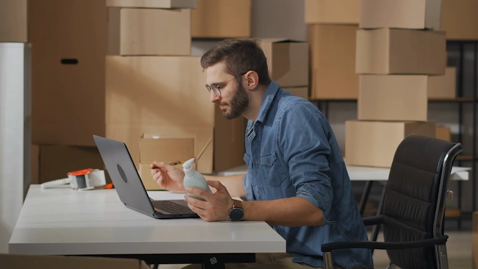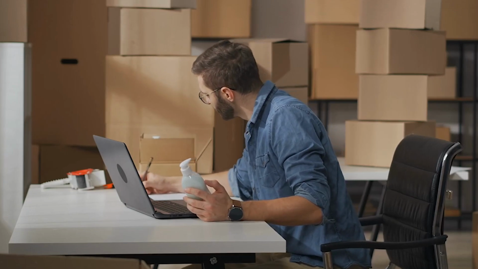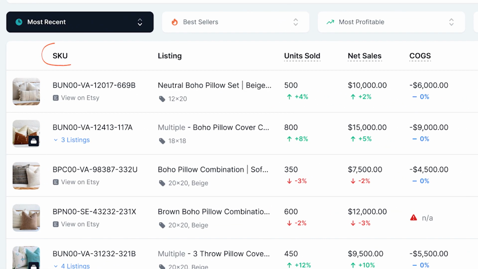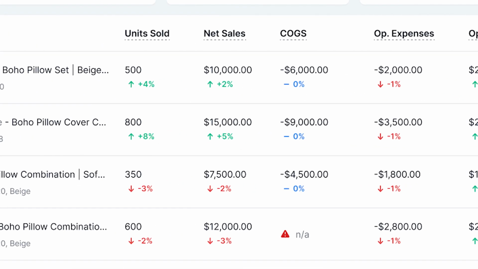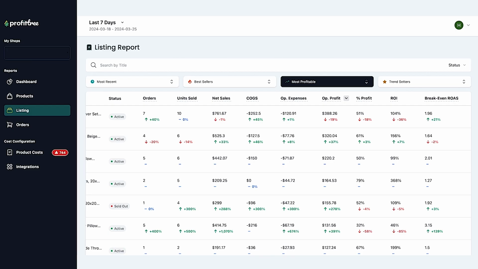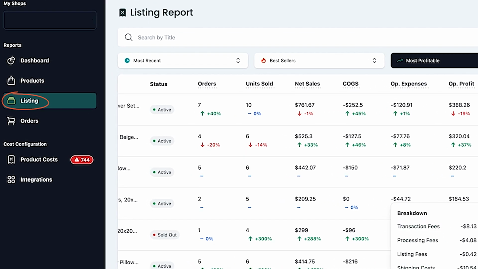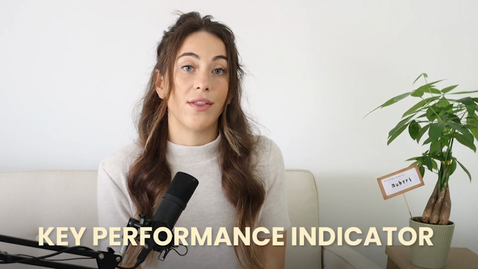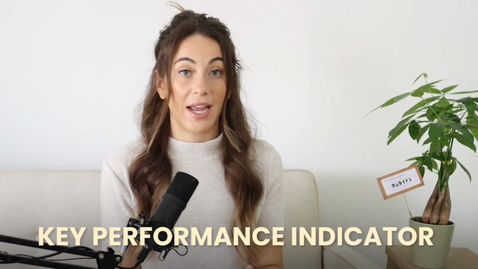Tracking your product costs on a per sale basis is going to do a lot of things for your business, including giving you a bird's eye view and a visual of actually where your business is at the end of the month. Profit Tree can also show you on a per product level or per SKU level the upwards and downwards trends of all of your products. We also go even deeper on the listing level and we calculate things like your break-even ROAS for you, which is a vital metric and a key performance indicator on the performance of your ads if you're running Etsy ads.